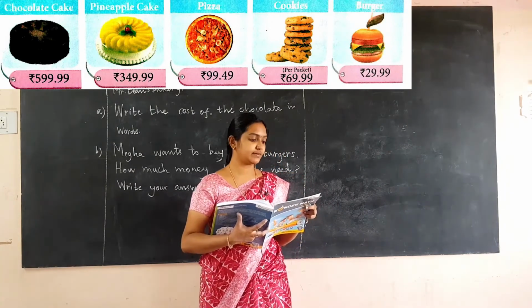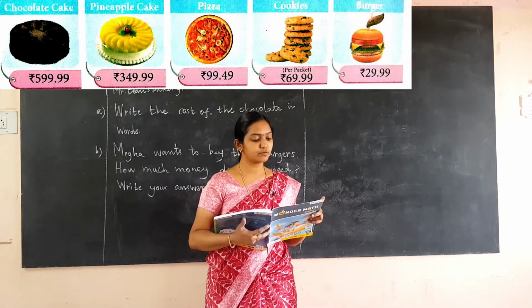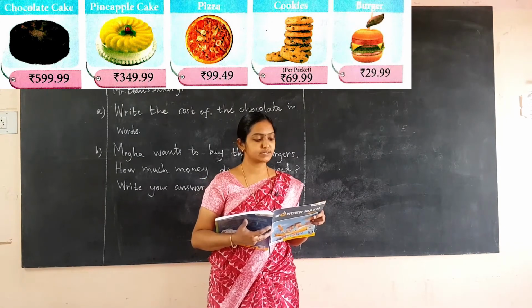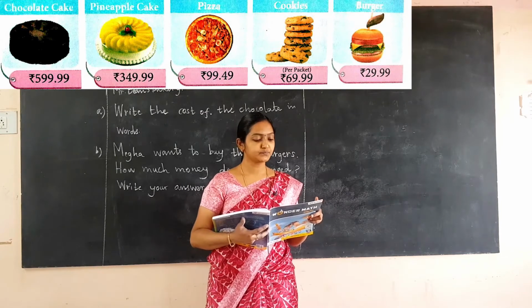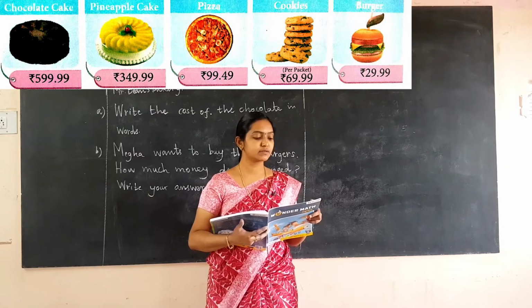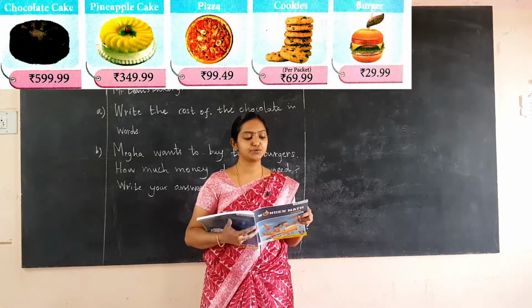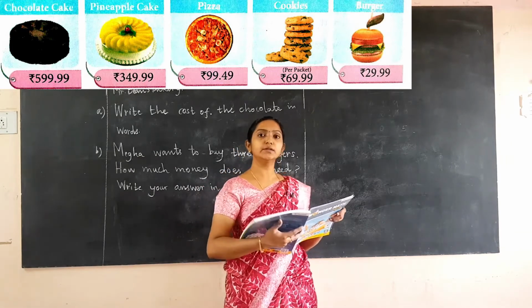The next question is, look at the items and their prices at Mr. Bean's bakery. The first question is, write the cost of chocolate cake in words. We can see the picture here. The cost of the chocolate cake is rupees 599.99. We have to write the cost of the chocolate cake in words.